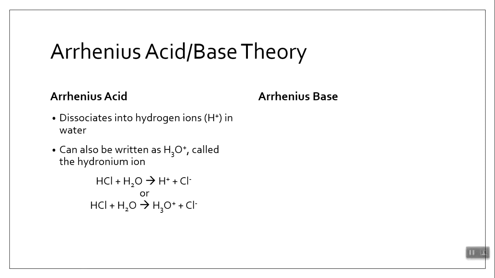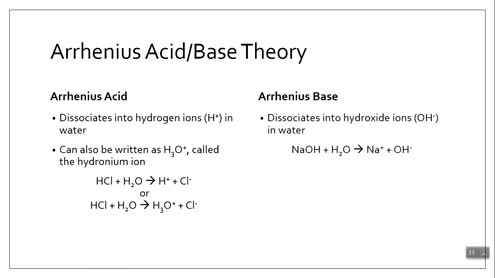But I'm not really going to go into that in this video. You'll learn more about that if you move on to AP Chemistry. But we can pretty much write the hydronium ion, H3O+, as H+. Now, as for the Arrhenius base, the theory tells us that the base dissociates into hydroxide ions in water. So that's why we said it contains hydroxide ions when we were looking at the previous slide. So if you look here, sodium hydroxide dissociates into Na+ plus OH-.